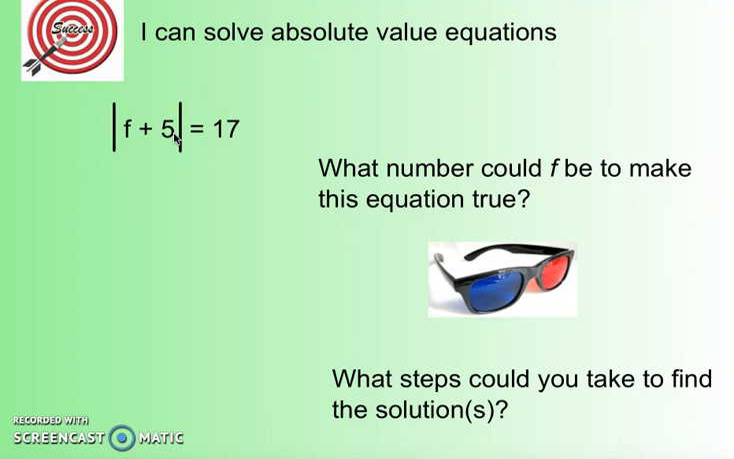My question for you is, what number or numbers could f be to make the left side equal to the right side? So what value could f be to equal, well, when added to 5, could equal 17? So what value or values, could be more than one, could we use to equal 17? And I want you to keep in mind, absolute value means the distance from 0. So keep that in mind when you're trying to figure that out.